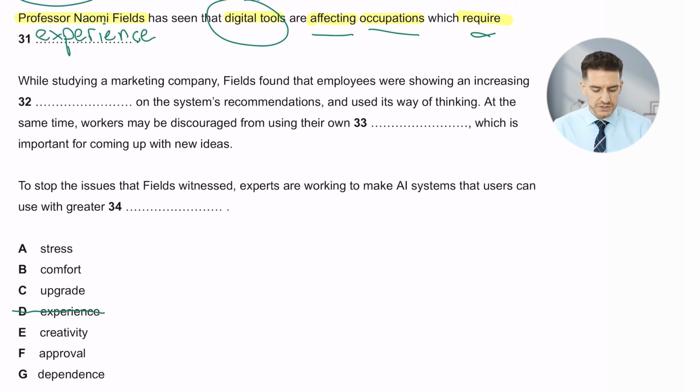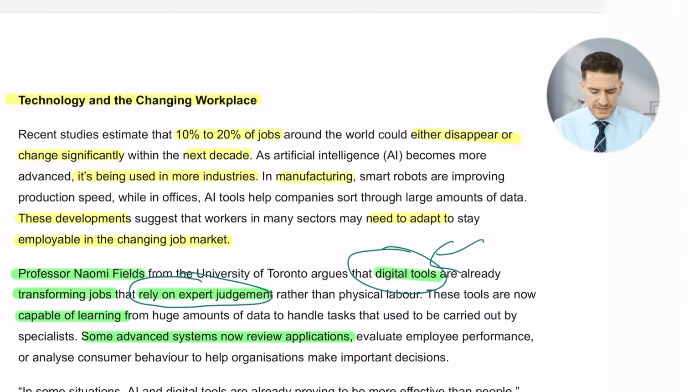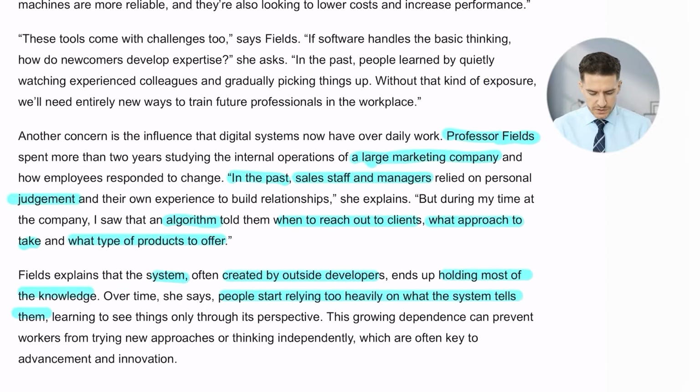So it says, while studying a marketing company. Okay, that sounds familiar. We've already looked at that before. Fields found that employees were showing an increasing something, so something is going up, something is becoming more, on the system's recommendations and used its way of thinking. So now we know what to look for. Let's go back up to the passage and find that marketing company. And I believe that was towards the end of the first page. So let's have a look. There we go, right there. Okay, large marketing company. So we know where to look. So let's have a quick read and see what it says.